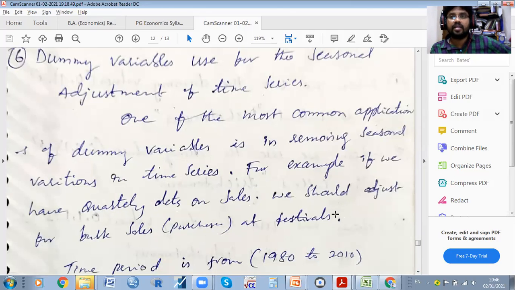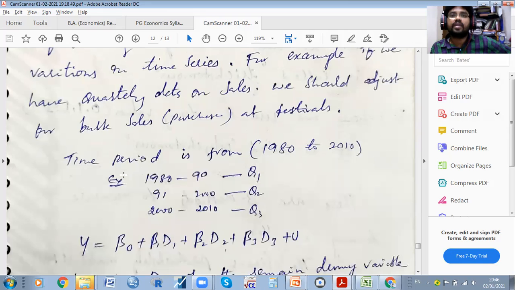For example, if you take the other sales data also, as we discussed, clothes: during the festivals only, a particular season only, the sales will be high. For example, if you take time series data from 1980 to 2010, that is 30 years of data, and you take the quarterly data, there is quarter one, quarter two, quarter three. So from 1980 to 1990, there is quarter one. So 1991, 92, 2000, quarter two.